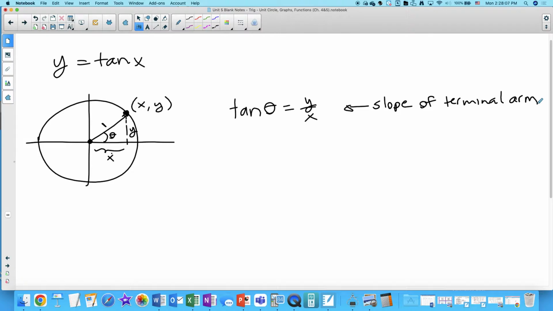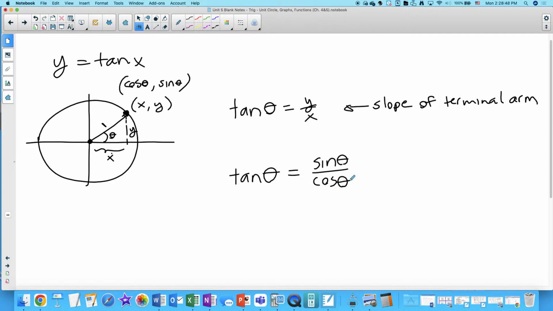But we can also think of it in relation to sine and cosine, because this point x, y on the unit circle is cosine theta, sine theta. So tan theta is also equal to y over x, which is sine theta over cosine theta. And when I'm graphing the tan function, I find it helpful to think about it in terms of the sine and cosine functions, because I have a really clear picture in my mind of what sine theta looks like and what cosine theta looks like.